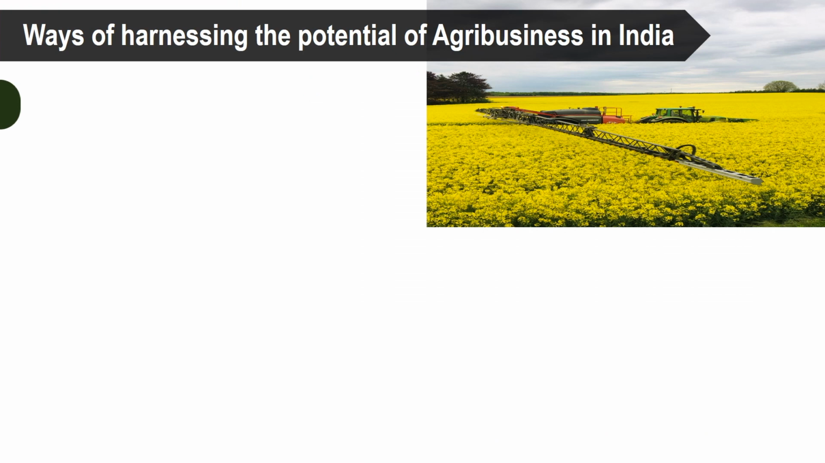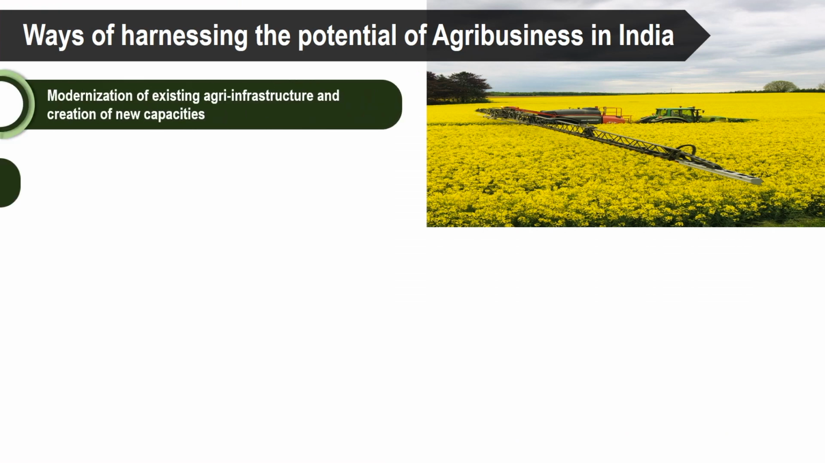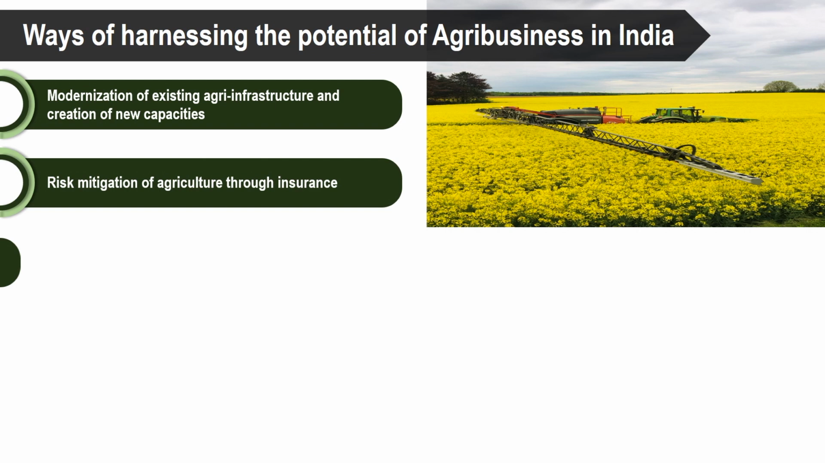Then how do we harness the potential of agribusiness in India? Modernization of existing agri infrastructure and creation of new capacities. Government is very sensitive to these things and they are giving it a big push. And modernization of agri infrastructure would not only include modernization of machinery in an agricultural enterprise, but also infrastructure from end to end in terms of marketing, in terms of road infrastructure, in terms of communication infrastructure and in terms of storage infrastructure.